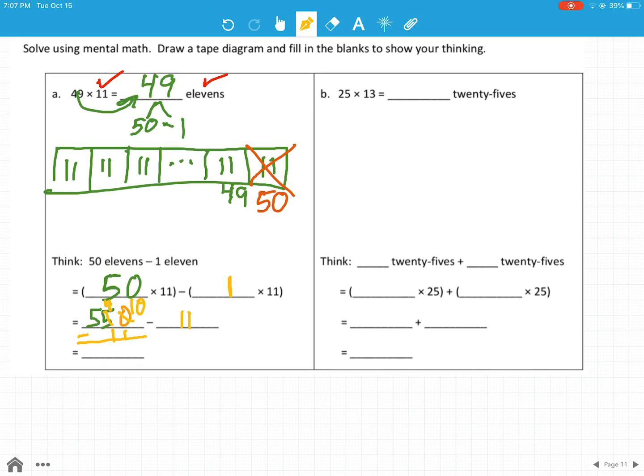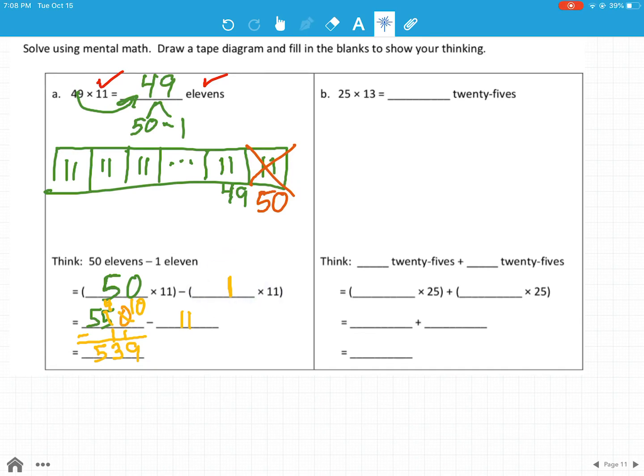So we have 10 minus 1 is 9. 4 minus 1 is 3. And then we have the 5. Okay, so our answer to 49 times 11 is 539. So we did some easy math by multiplying it times 50 and then subtracting 1 times 11.